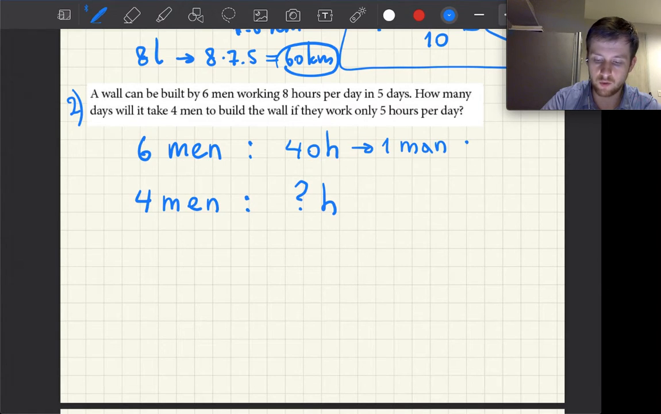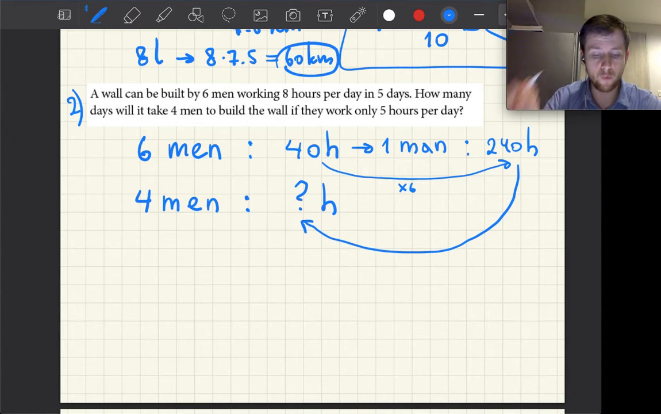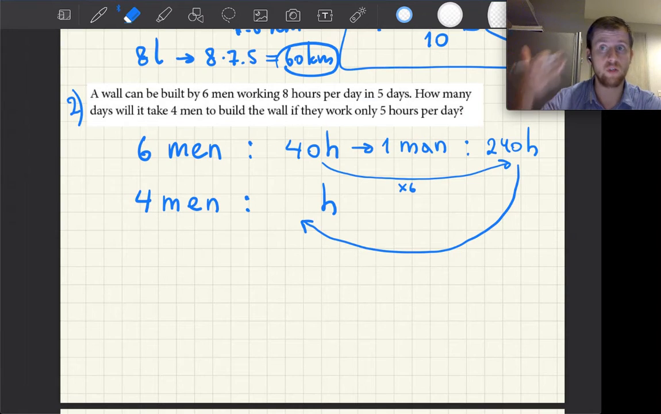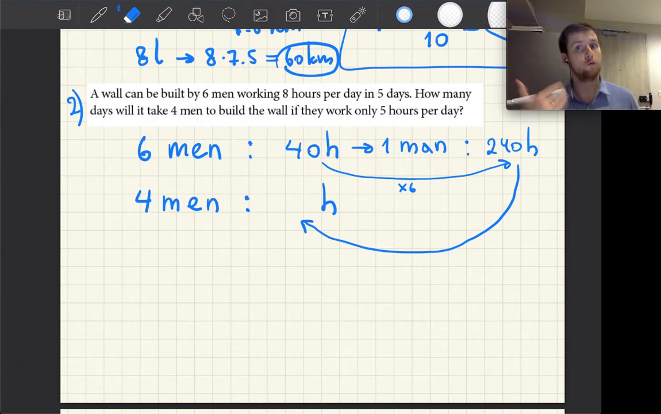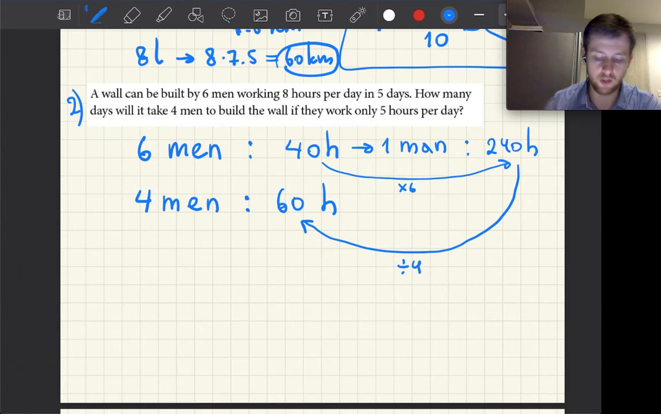So it will actually be 240 hours. For 1 man, it's going to take 6 times as much time, 240 hours. Now we can figure out how long it's going to take for 4 men. If for 1 man it took 240 hours, then to figure out how long it's going to take for 4 men, we can take this value, 240, and divide it by 4, because we know that 4 men will work 4 times faster than 1 man. So we just divide this by 4. 240 divided by 4 is equal to 60 hours. So for 4 men, it would take 60 hours to build this wall.